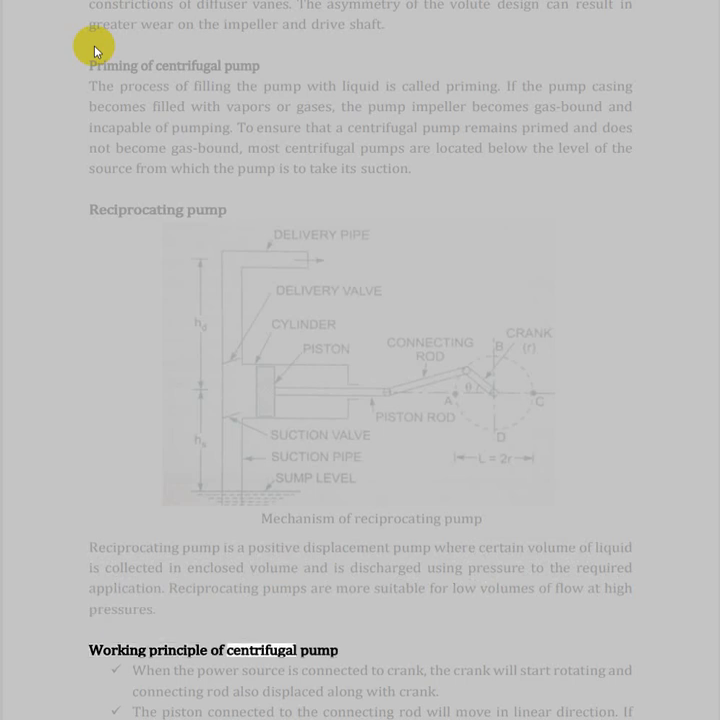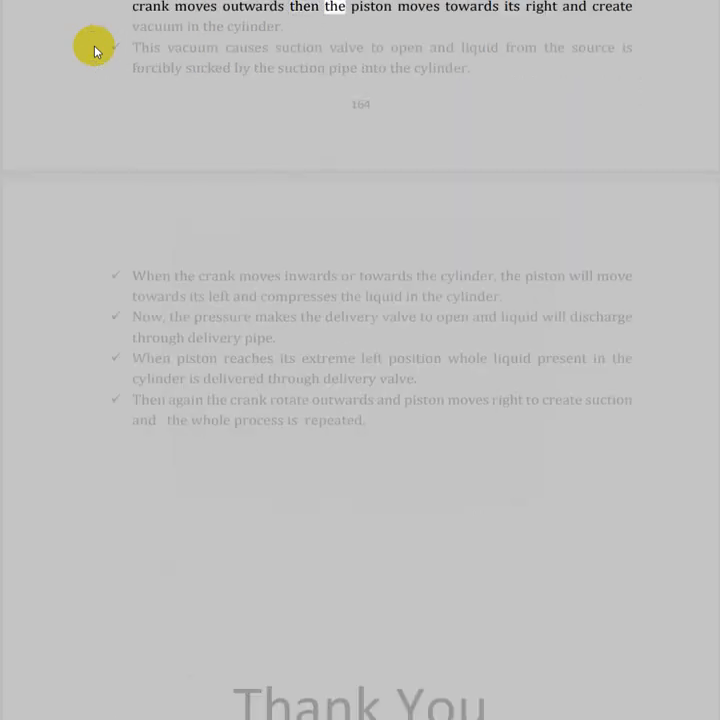Working principle of reciprocating pump. When the power source is connected to the crank, the crank will start rotating and the connecting rod is also displaced along with the crank. The piston connected to the connecting rod will move in a linear direction. If the crank moves outwards, then the piston moves towards its right and creates a vacuum in the cylinder. This vacuum causes the suction valve to open and liquid from the source is forcibly sucked by the suction pipe into the cylinder.